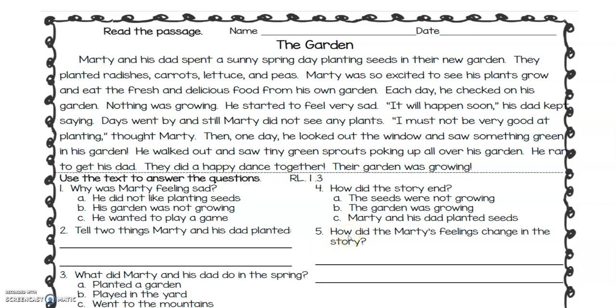Last question. How did Marty's feelings change in the story? So if I think back to the story, Marty's planting seeds, then he starts to feel sad, then he starts to feel happy when his seeds start to grow. So I'm going to put that all into a sentence to explain how his feelings change. Marty's feelings change because he's sad when his plants don't grow, but then he becomes happy when they do start to grow.